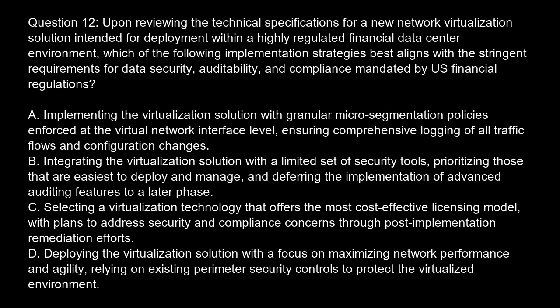Option B. Integrating the virtualization solution with a limited set of security tools, prioritizing those that are easiest to deploy and manage, and deferring the implementation of advanced auditing features to a later phase. Option C. Selecting a virtualization technology that offers the most cost-effective licensing model, with plans to address security and compliance concerns through post-implementation remediation efforts. Option D. Deploying the virtualization solution with a focus on maximizing network performance and agility, relying on existing perimeter security controls to protect the virtualized environment.